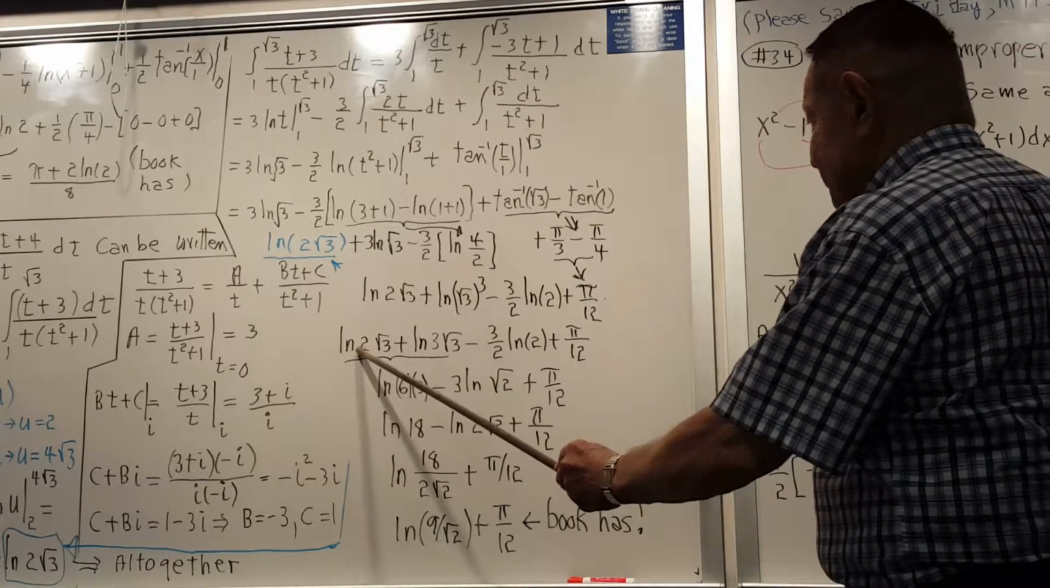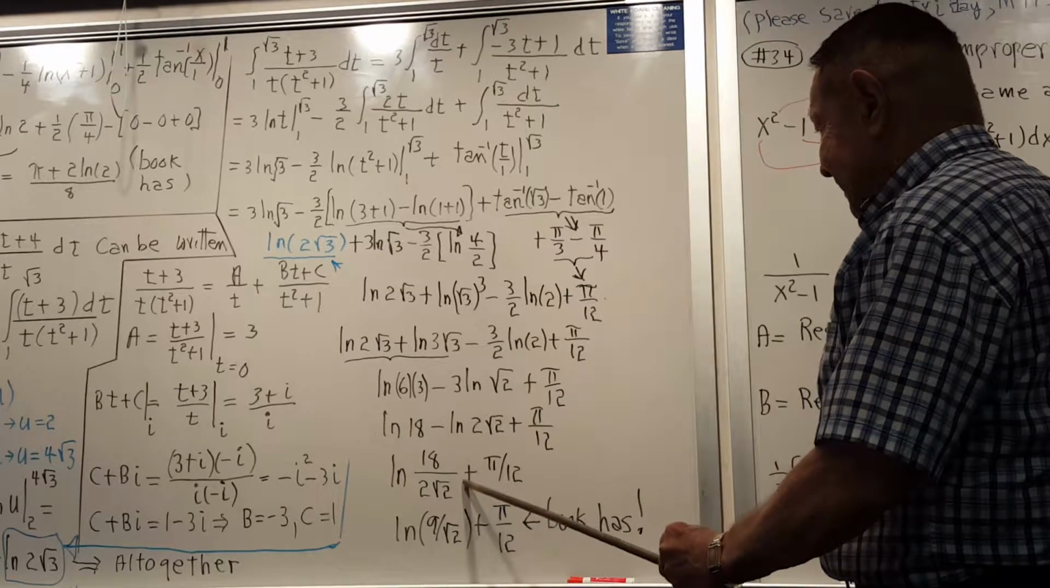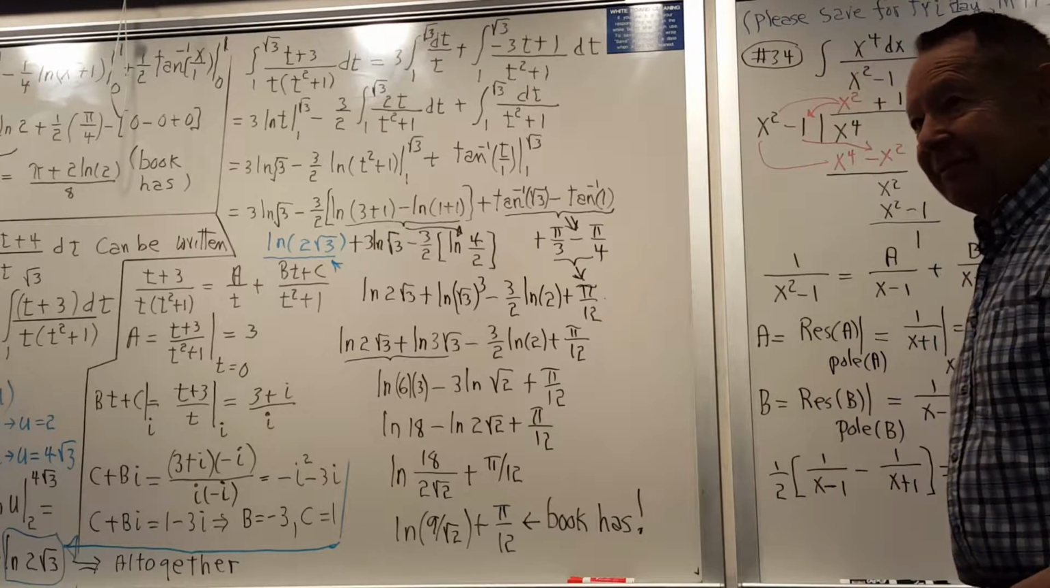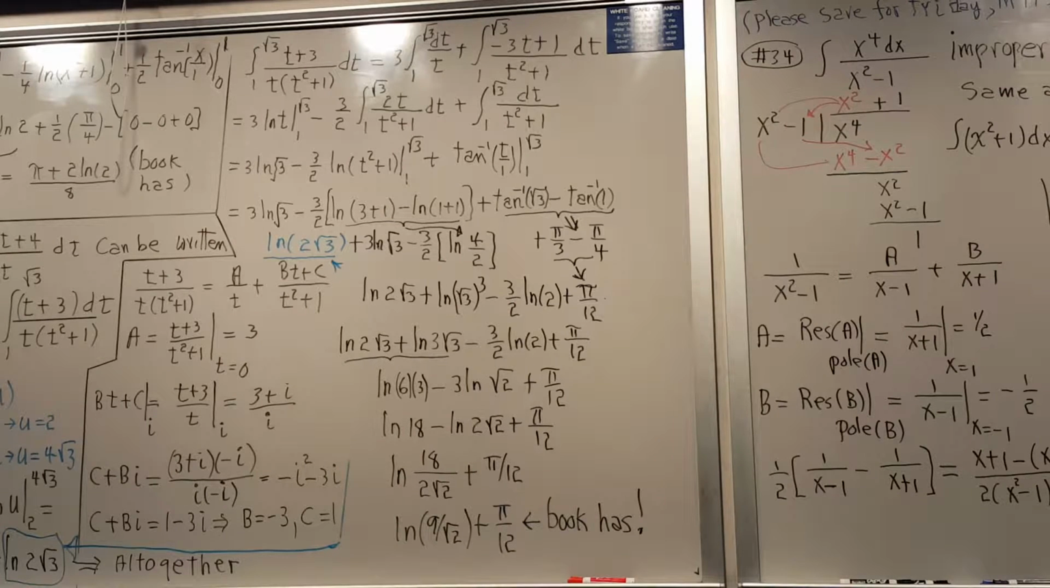And so if you mess with the logarithms enough, you can get these steps and finally get to what the book has. This is all kind of messy, but it'll go.